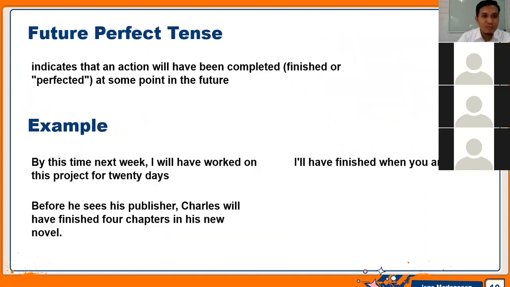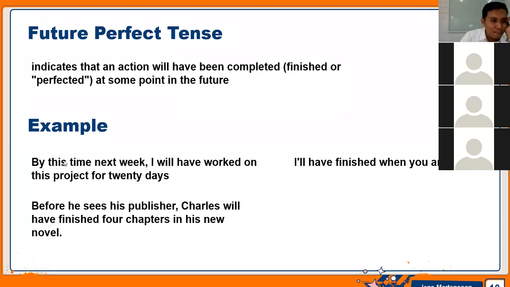Okay, now future perfect tense. So I'm going to give you the summary of that. Future perfect tense indicates that the action will have been completed or finished or perfected at some point in the future. Jadi future perfect tense indicates, menunjukkan pekerjaan yang sudah selesai at some point in the future. Pada titik tertentu in the future, di masa yang akan datang.